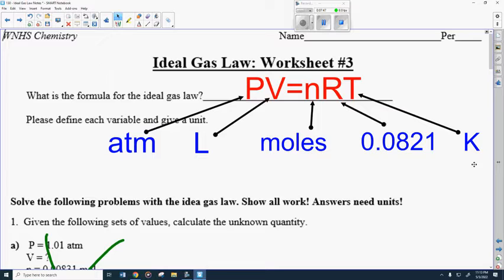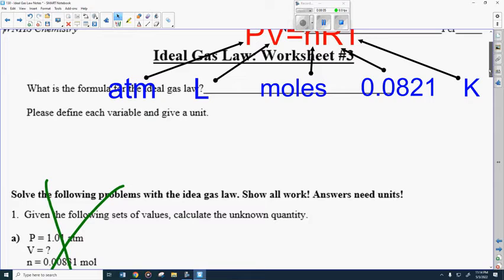Okay. Well, now that we got this, there's our little equation up there. Remember, atmospheres not torr, liters not milliliters, moles not grams, 0.0821 is always the same, and Kelvin not Celsius for our different units there, so make sure you convert them when necessary. Let's go ahead and do several practice problems here.